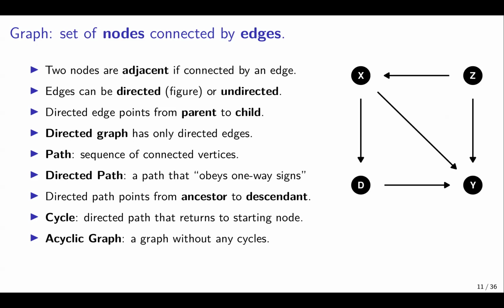And a cycle is a directed path that returns to its starting node. So if you walk along this graph and you follow all the one-way signs and you end up exactly the same place where you started off, that means that you return to your starting node. You have traversed a cycle. An acyclic graph is a graph that doesn't have any cycles.